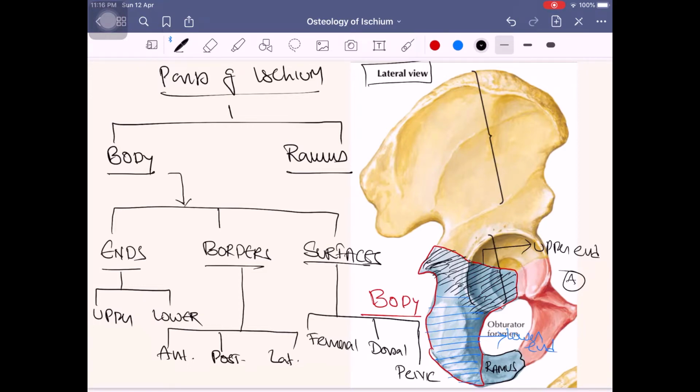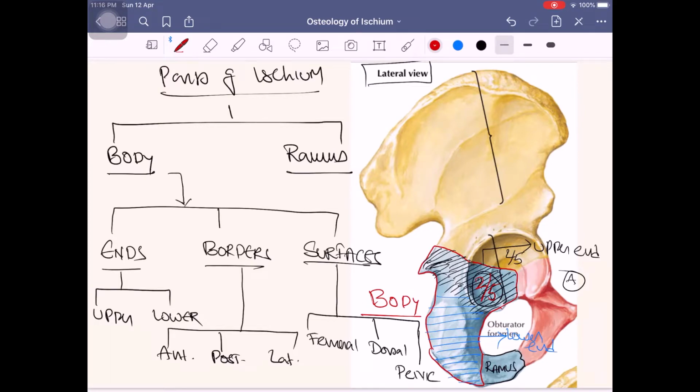So how much of the acetabulum does it form? Just like your ilium is contributing 2/5, this we call the superior part, and this will be the postero-inferior part of the acetabulum, which is red in color. If I draw, maybe it will be seen. The postero-inferior 2/5 of the acetabulum is the contribution of this ischium.